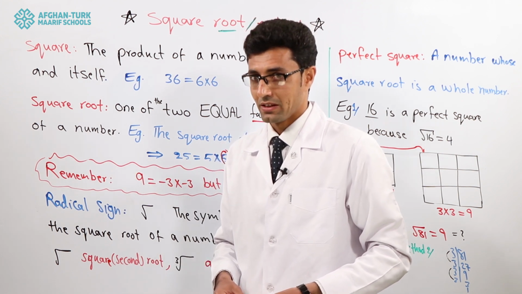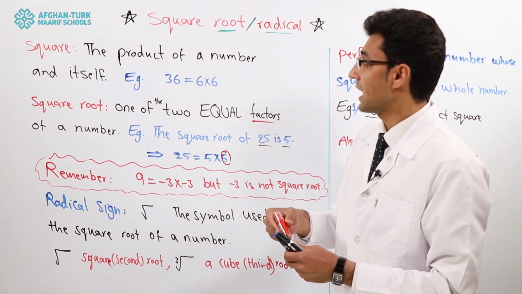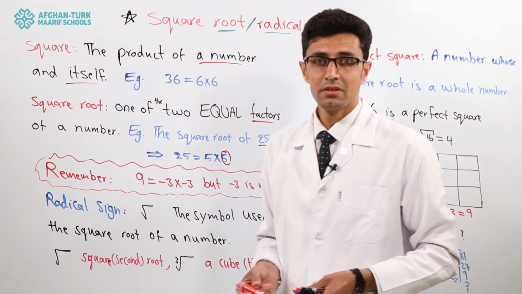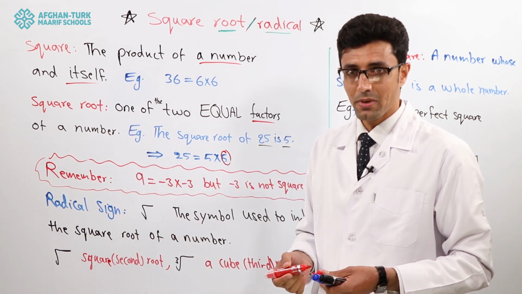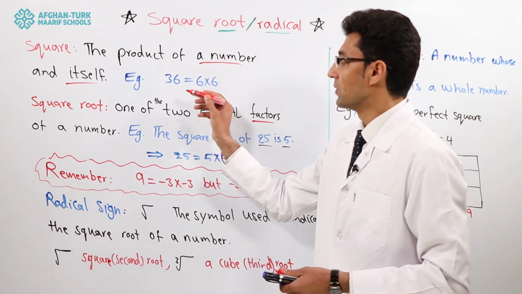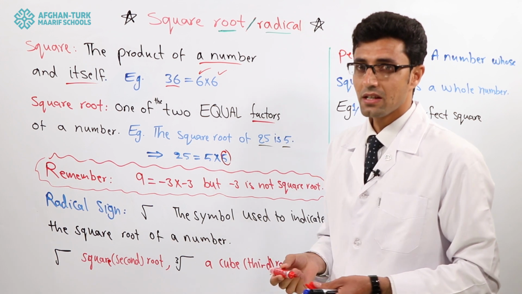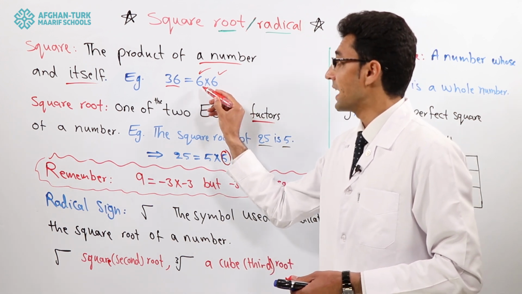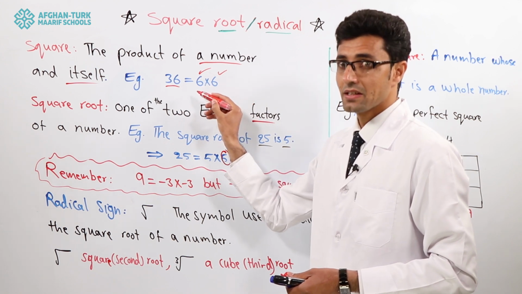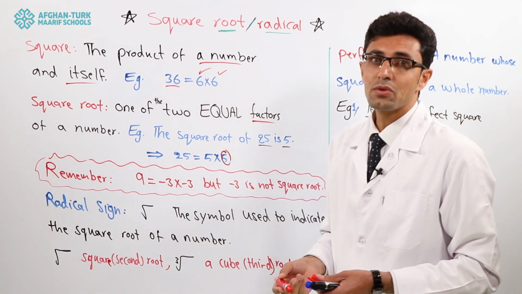What does a square mean? The product of a number and itself is called a square. How? 36 is equal to 6 multiplied by 6. The product of a number and itself. It means 6 multiplied by 6. A number and itself. It is called a square.